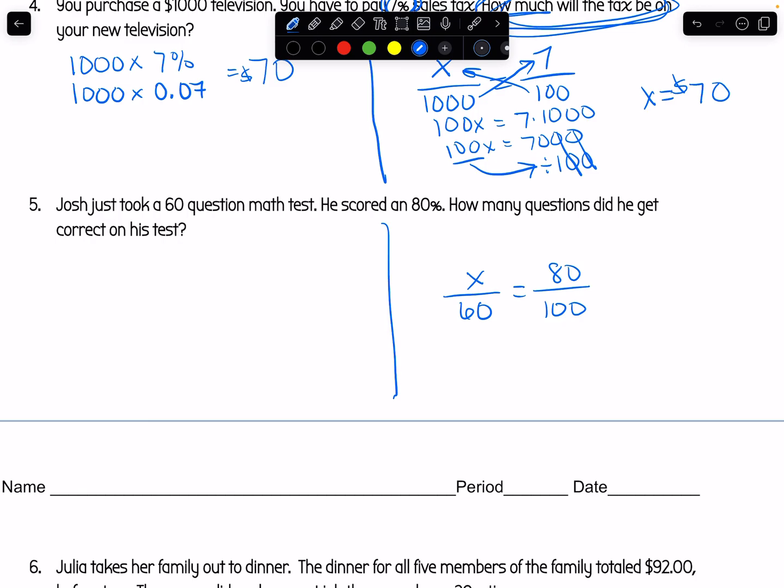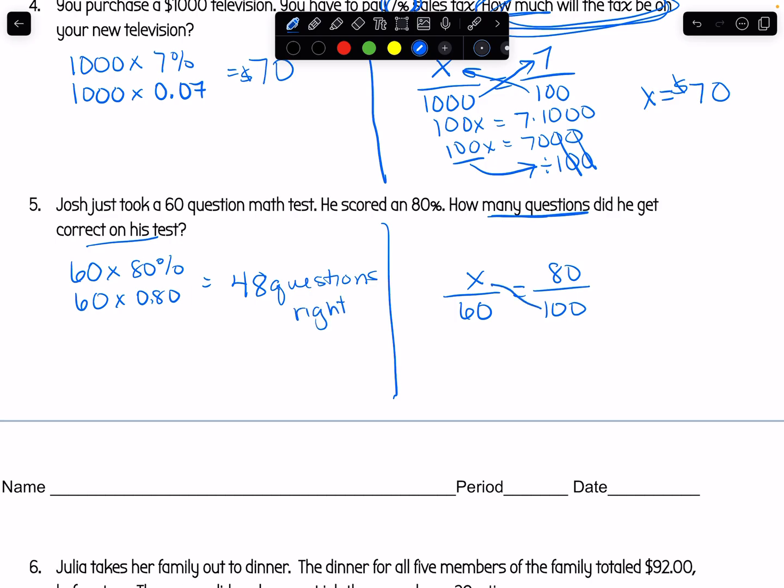If you don't want to do it that way, you're going to do 60 times 80% with your calculator, or 60 times 0.80 with your calculator. If you type all that into your lovely calculator, I believe you get 48 questions. And since it's asking how many questions did he get correct, he got 48 questions right.